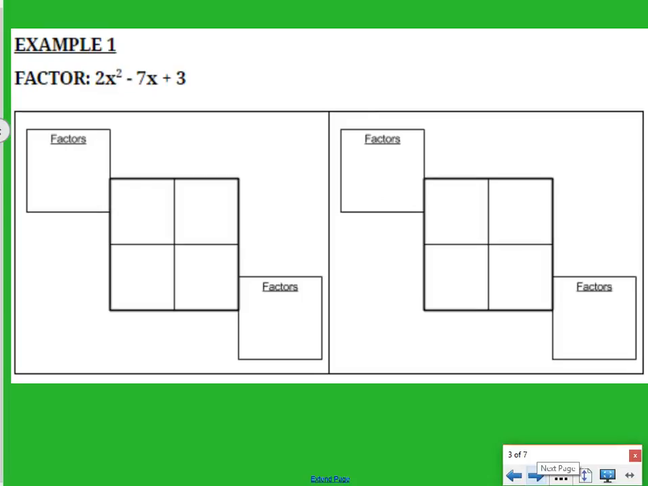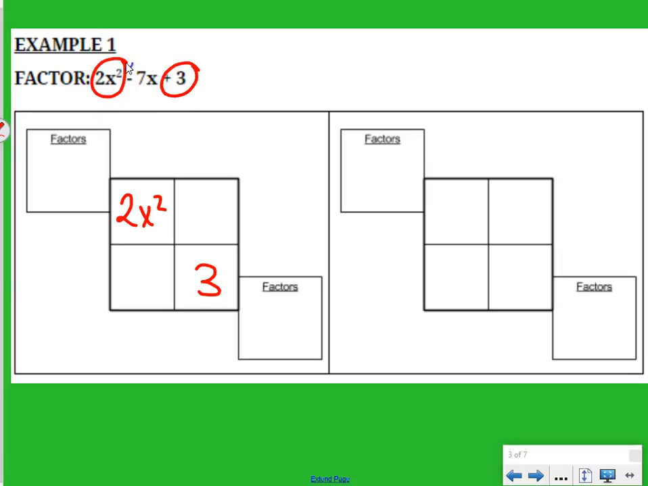Example 1: factor 2x squared minus 7x plus 3. So this is very similar to what we did before. However, if you notice, there's now a number in front of that x squared, so it's going to change things a little bit. Still, we start off with putting that first term in the first blank, last term in the last blank.